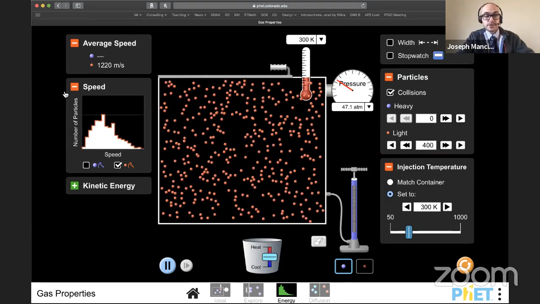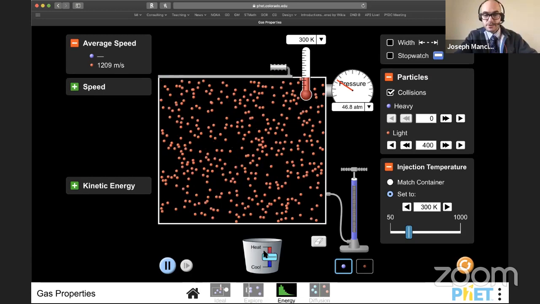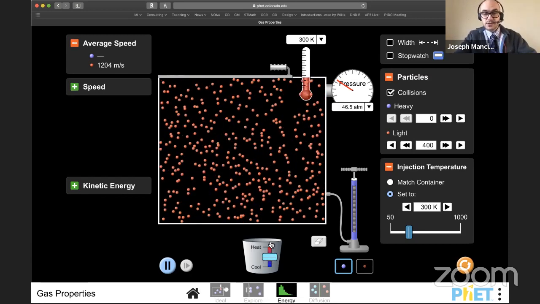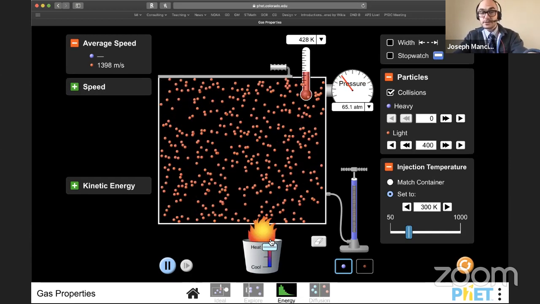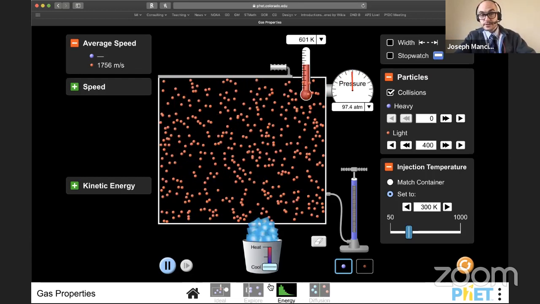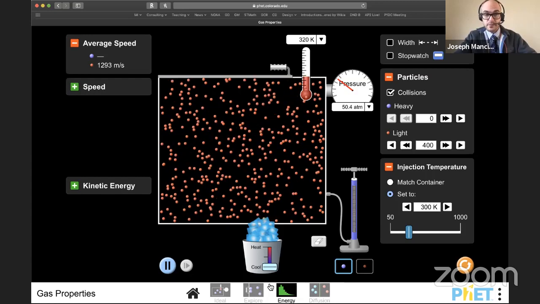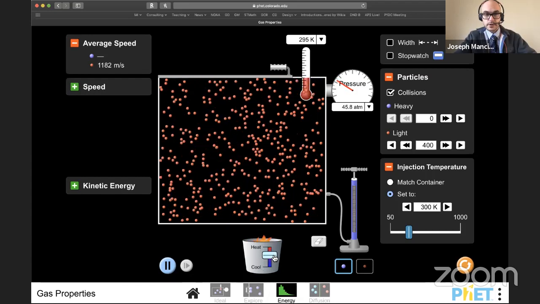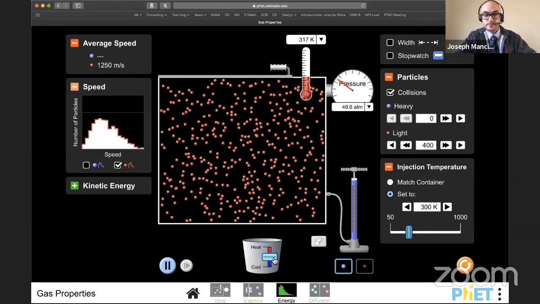Now, I'm going to turn off the speed graph for just a moment. I want you just to watch what happens to temperature and watch what happens to average speed. As we heat the gas, you'll notice that the average speed increases, as does the temperature. If we cool the gas, the average speed decreases, as does the temperature. I'm going to bring it back to about where it was before. We are pretty close. So we're going to open up that speed graph again.